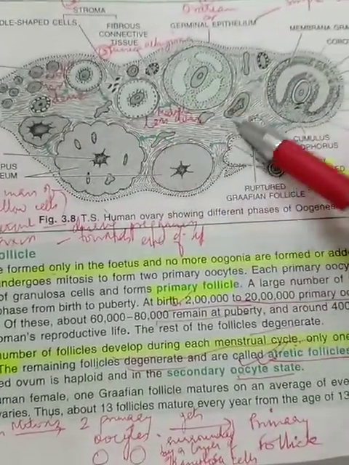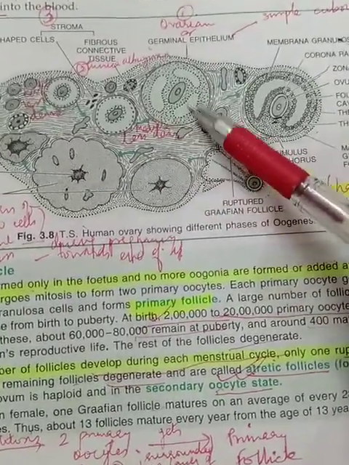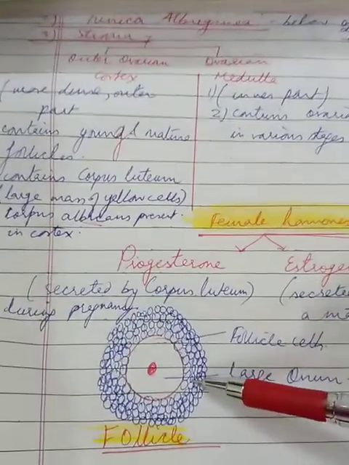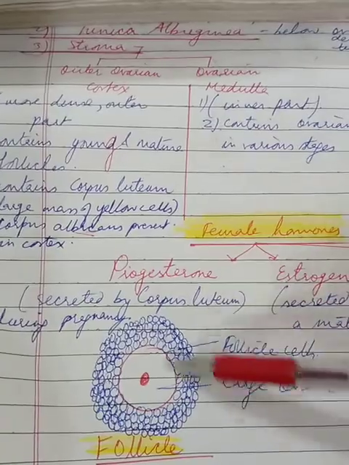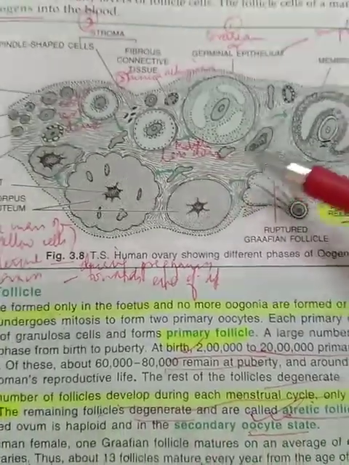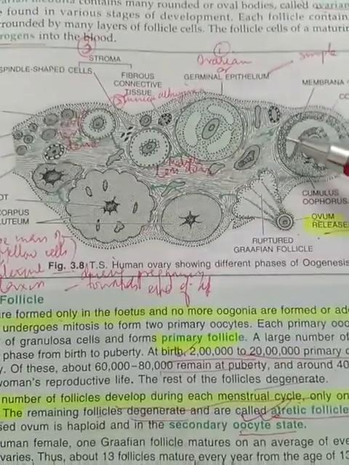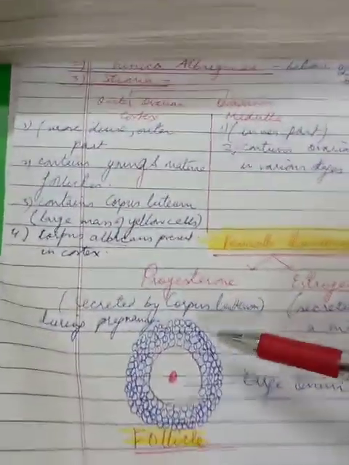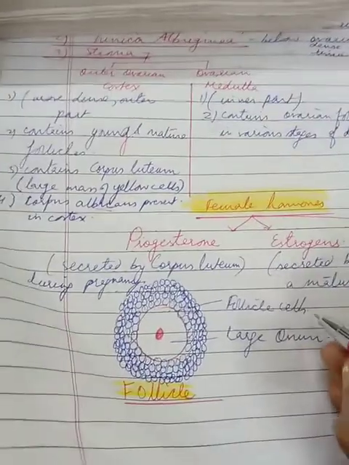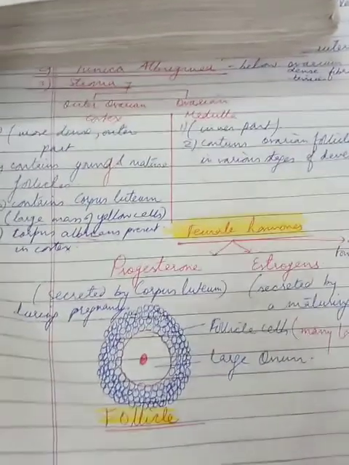Now we come to the inner part, that is medulla region, and here we can see many rounded bodies called follicles. Follicle, what I said, is an egg or ovum surrounded by some follicle cells, right? So in the inner part we can see various follicles which are found in different stages of development, right? We can see here. Then each follicle contains a large ovum surrounded by many layers. So these follicle cells are in many layers around the ovum.